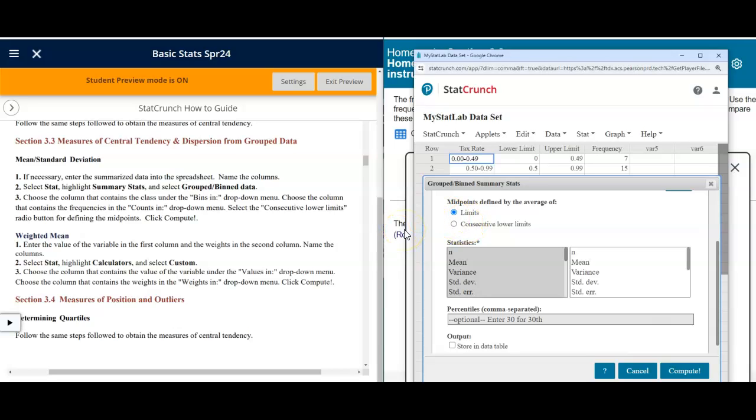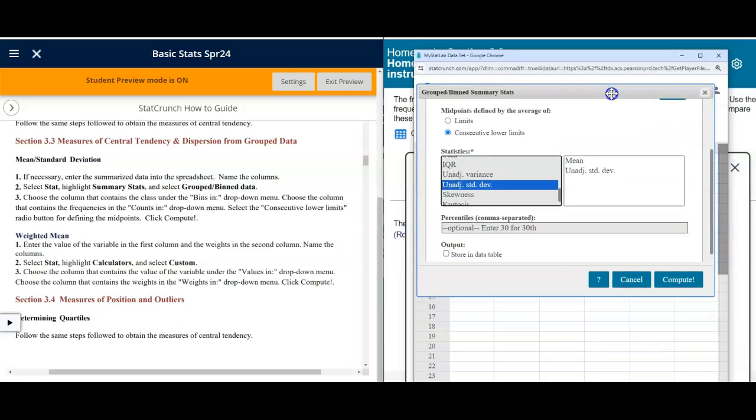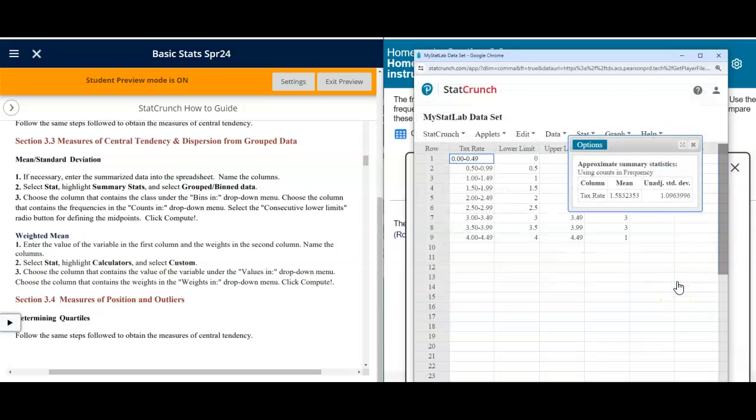It does say counts in consecutive lower limits, so we'll go ahead and do that. And then we want to calculate the population mean and the population standard deviation. So mean is mean, but for the population standard deviation, we have to scroll down to unadjusted standard deviation. To select them both, you select one, then hit the control button and select the other. And then we hit this compute button here.